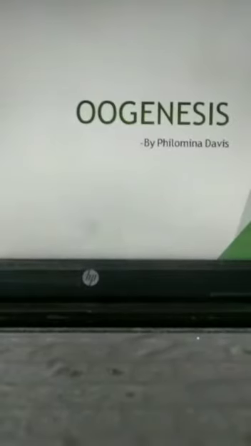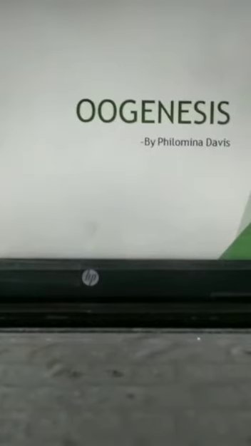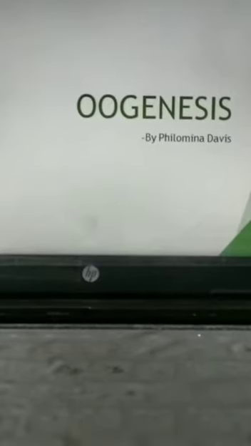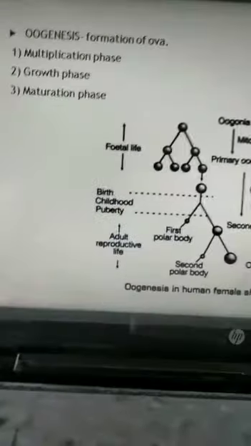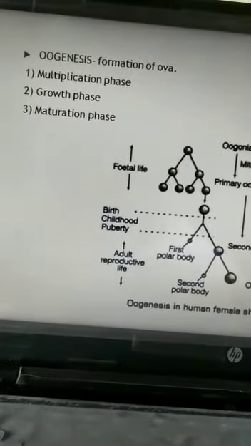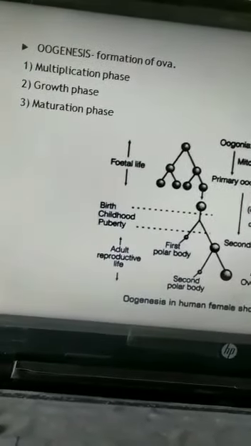Next is the oogenesis. Oogenesis is the process of formation of a mature female gamete. It occurs in the ovaries. It consists of the following three phases. First one is the multiplication phase. Second is the growth phase. Third is the maturation phase.